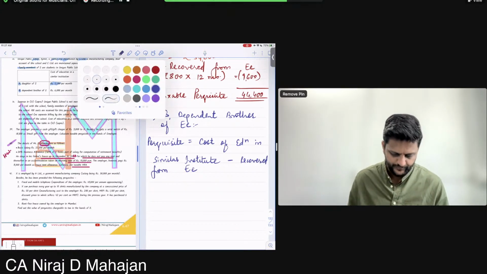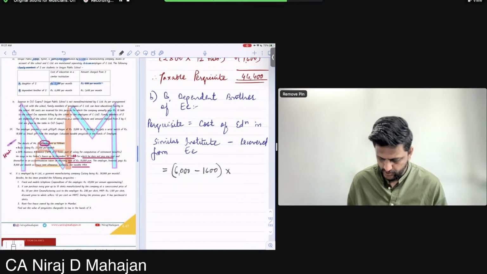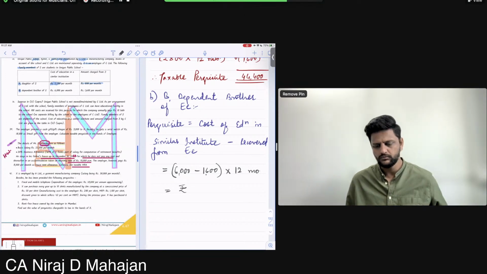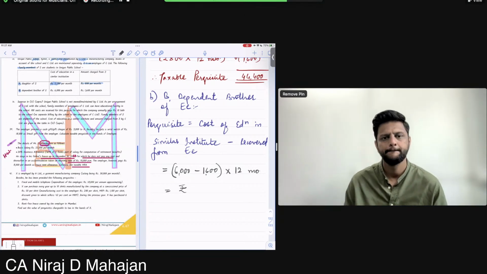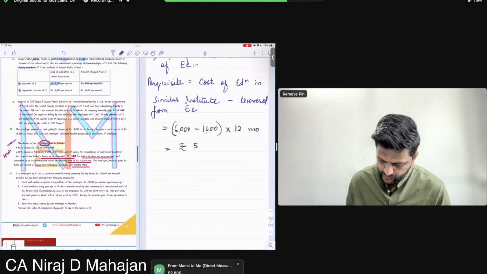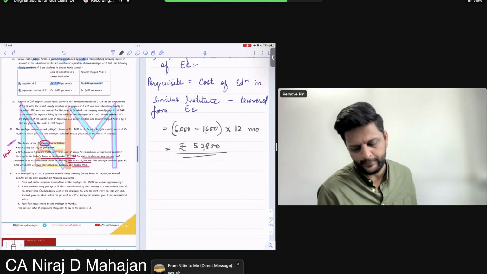Understood or no, all of you? So this will be what? 6,000 per month minus 1,600. Understood? Into 12 months. 52,800. Very good. All of you okay? Nitin, Khushbu, Mansi, all of you okay? Understood? 52,800 taxable in the hands of employee.